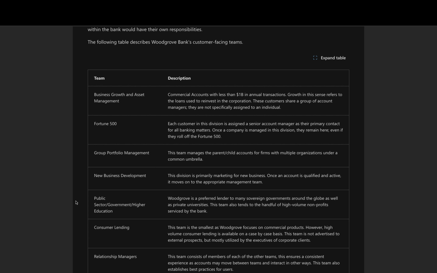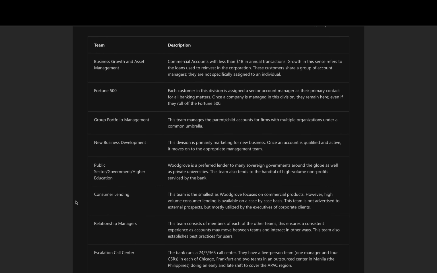Business growth and asset management. Commercial accounts with less than $1 billion in annual transactions. Growth in this sense refers to the loans used to reinvest in the corporation. These customers share a group of account managers. They are not specifically assigned to an individual.